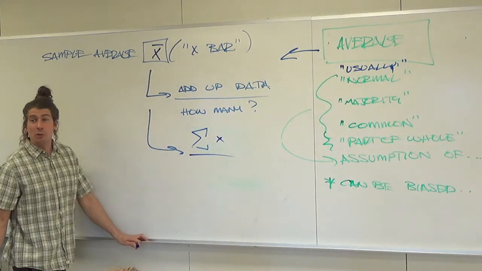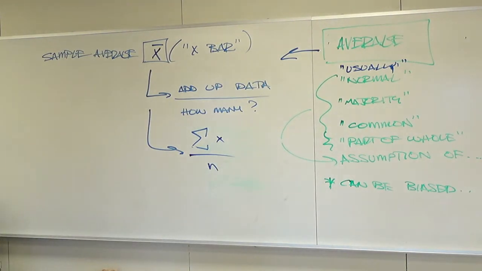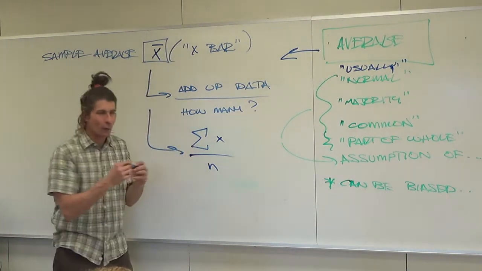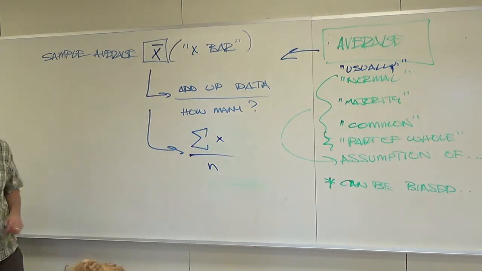Divide by how many you've got. A sample size is usually represented by a lowercase n, whereas a population is arrived at by an uppercase N. Now, how does this formula beautifully wrap up what you guys did with the experiment up here in the lollipops?